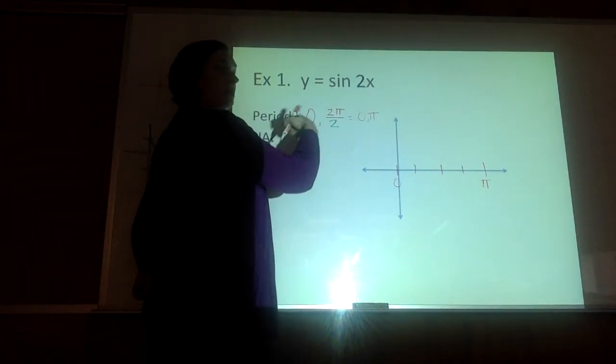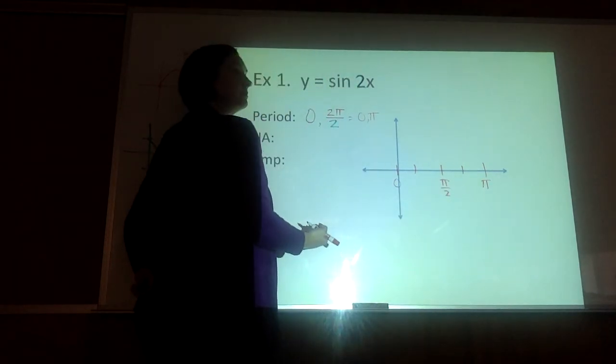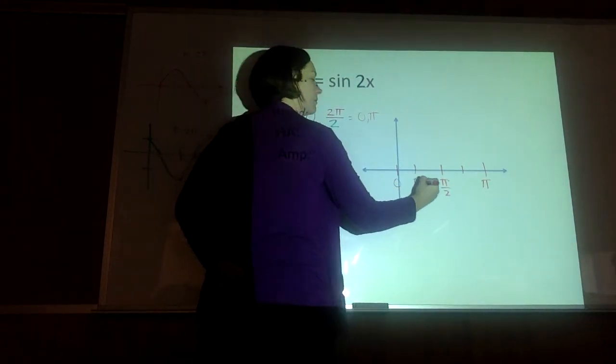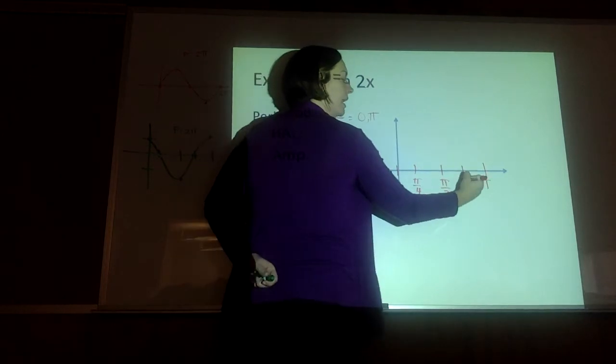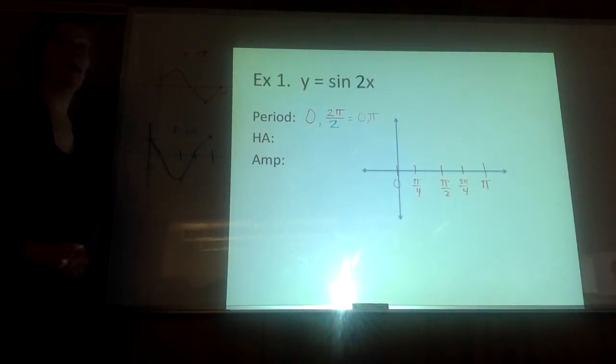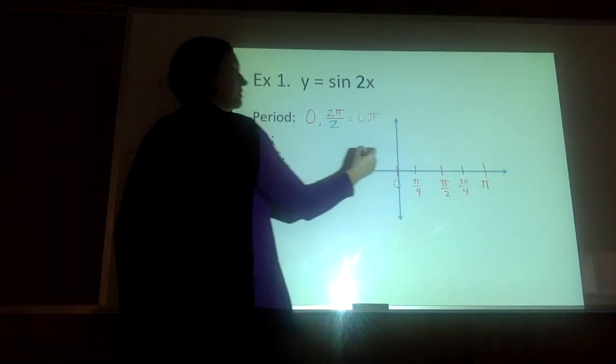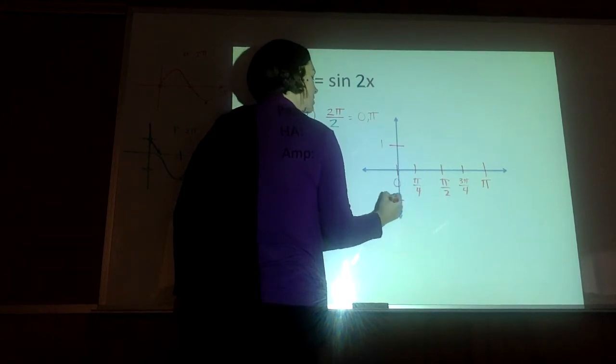Think of the unit circle. Pi over 2. What's in the middle between 0 and pi over 2? Pi over 4 and 3 pi over 4. Okay? All I did is shrink the x values. I didn't do an amplitude change. I didn't move the graph up or down. Nothing else changed. So I can actually have this go up to 1, this go down to -1.